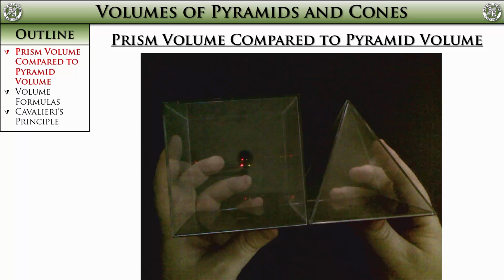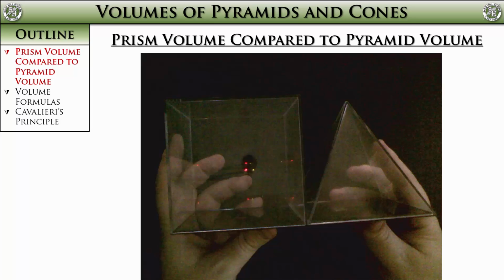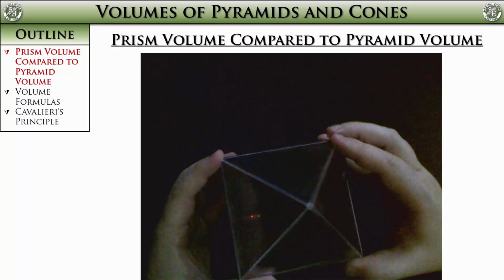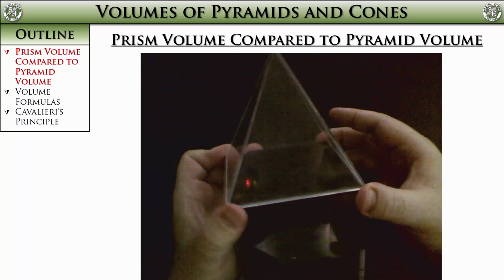Here I have one prism on the left and one pyramid on the right. You should notice that both of these have the same height. In addition, they also have the same size base. The pyramid fits exactly on top of the prism. They form one shape. So why is this important?